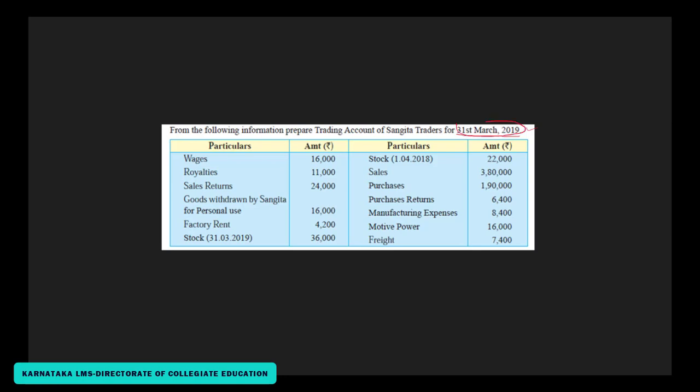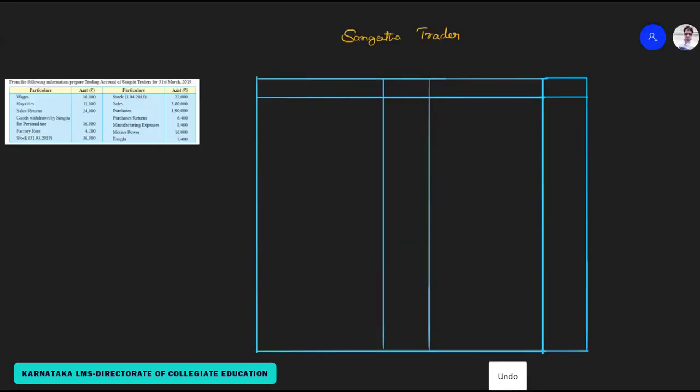So with the help of this data we have to prepare a trading account for 31st March 2019. So let us start preparing the trading account. Let us prepare the format of trading account. Sangeeta Traders trading account for the year ended as on 31st March 2019.